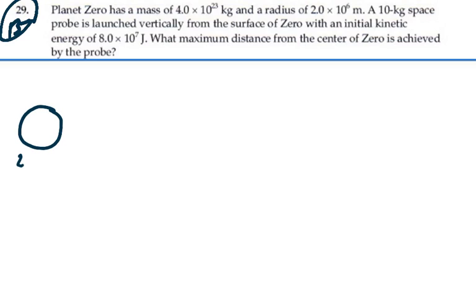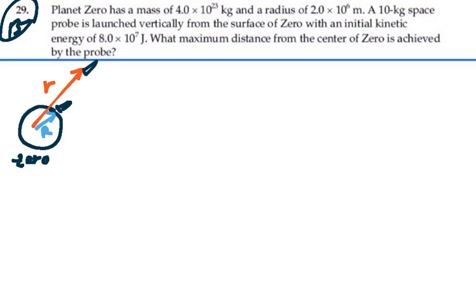So here's Planet 0, and we're going to launch a space probe from its surface, and hence it's going to start at the radius of the planet, away from the planet, and maybe achieve some maximum distance, which we'll call little r, eventually. Not in a stable orbit, it's just achieving that distance.